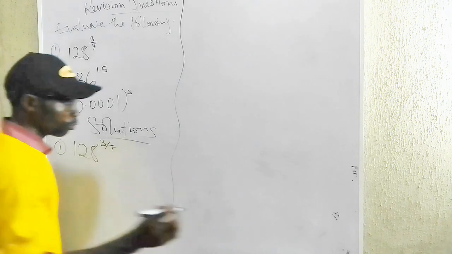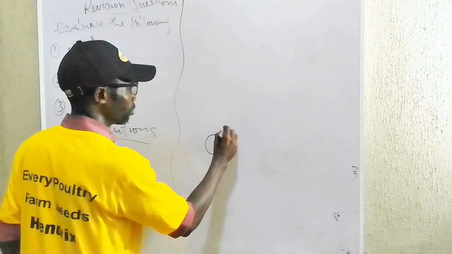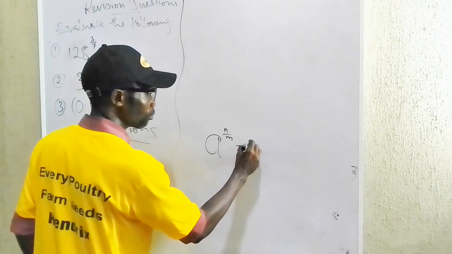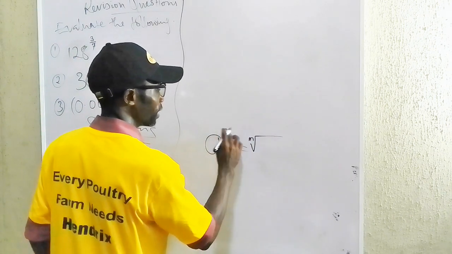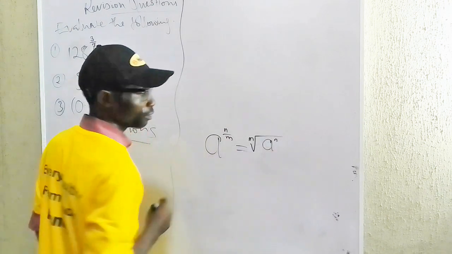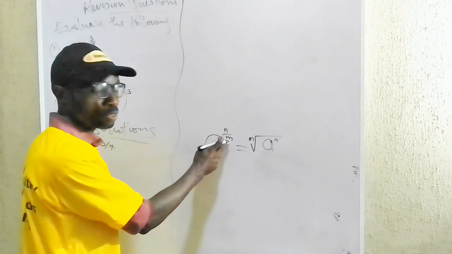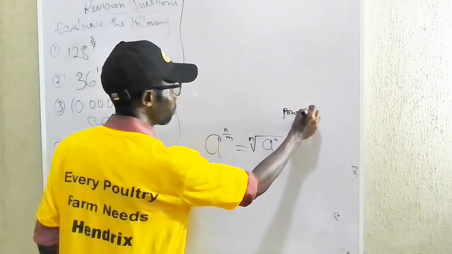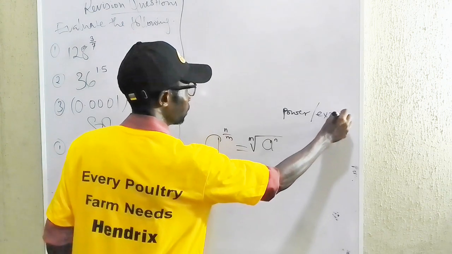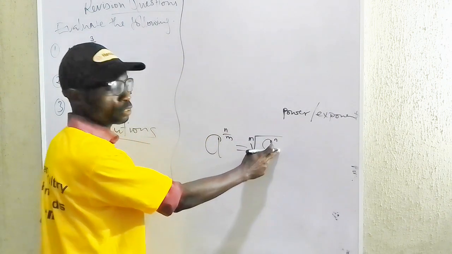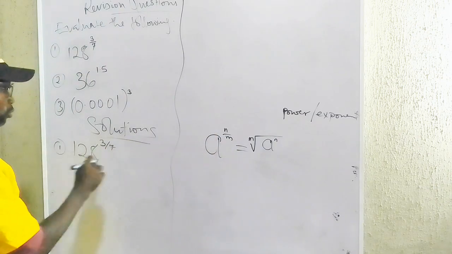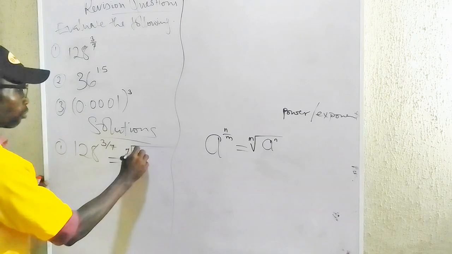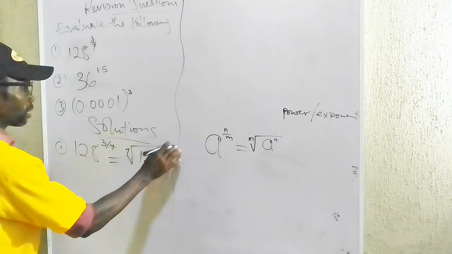In indices, one of the laws of indices, a raised to the power of n over m means that the denominator forms the root while the numerator forms the power. So this forms the root, this forms the power. The word power is also called exponent. So following this rule, we have this as the 7th root of 128 raised to the power of 3.